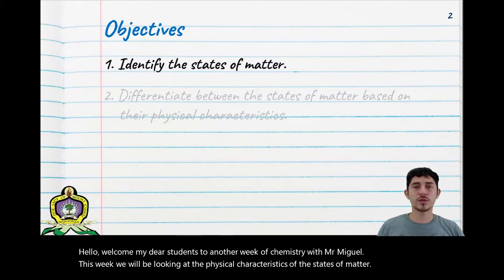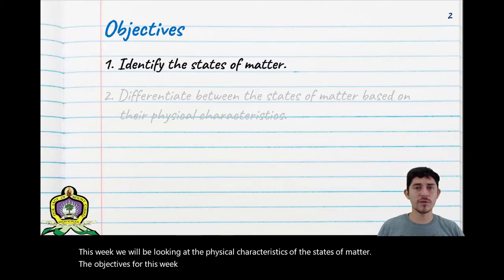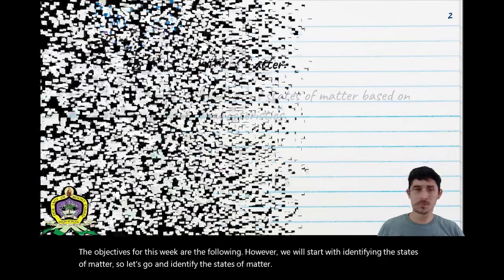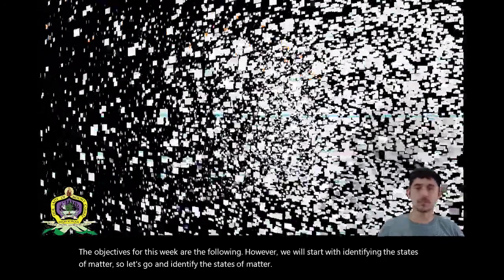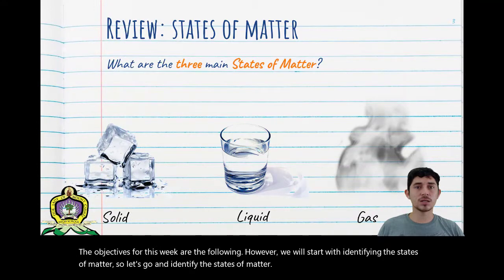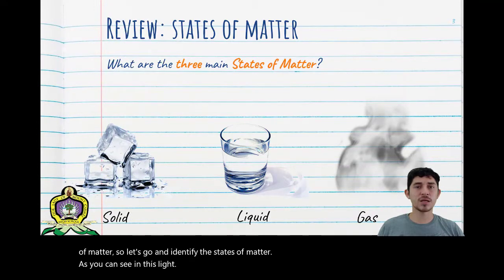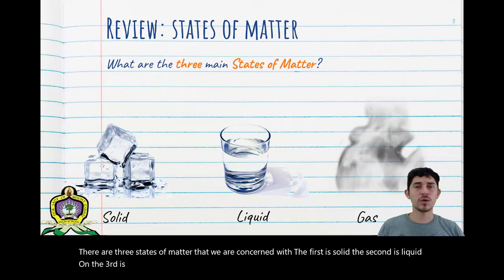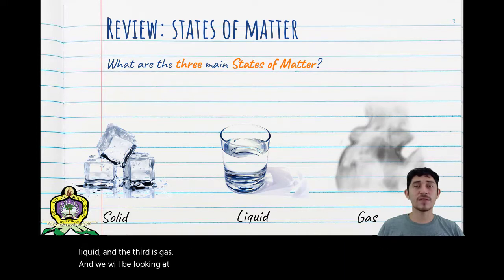The objectives for this week are the following. However, we will start with identifying the states of matter. So let's go and identify the states of matter. As you can see in this slide, there are three states of matter that we are concerned with. The first is solid, the second is liquid, and the third is gas. And we will be looking at the characteristics of each of these states of matter.